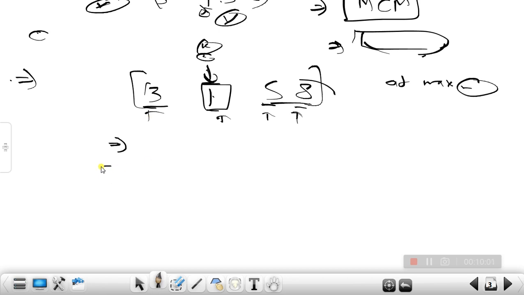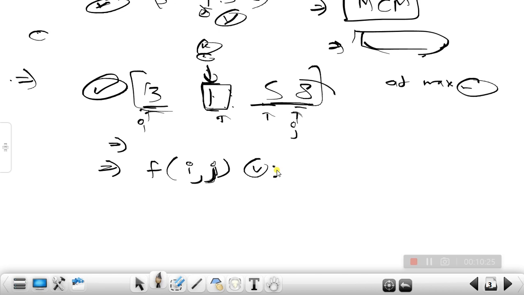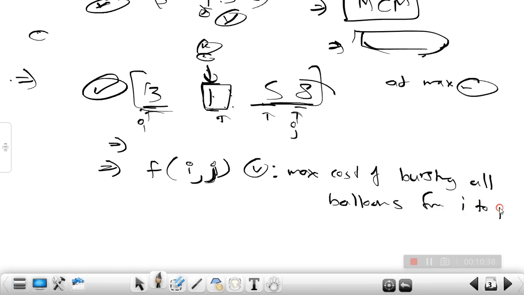So let me talk about how we are actually going to keep this balloon and burst all the balloons except this, and then just find the cost of bursting this. Let's say f of i and j is the function which is going to tell me the cost of bursting all the balloons from i to j. This function is the max cost of bursting all balloons from i to j. Fine.